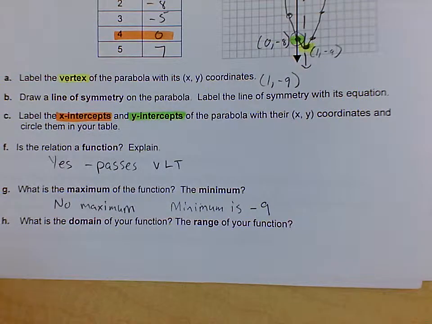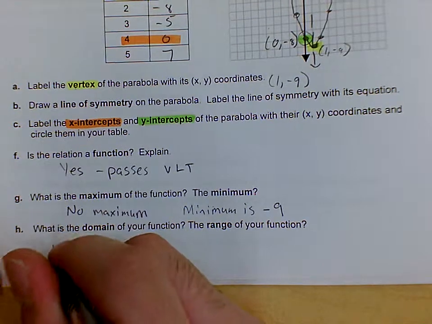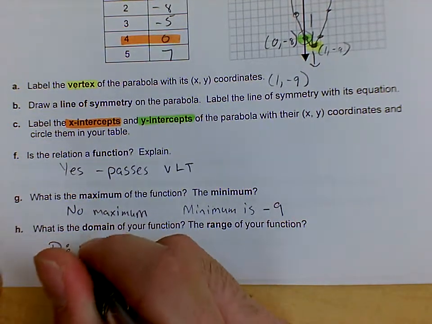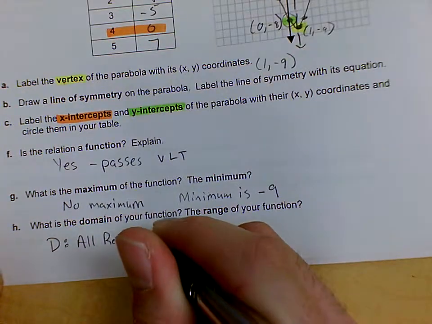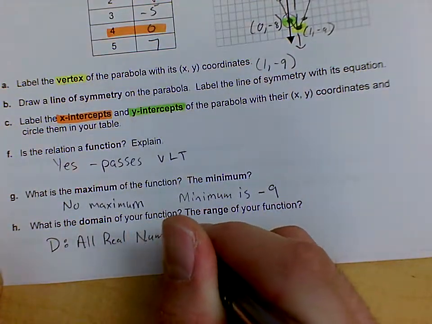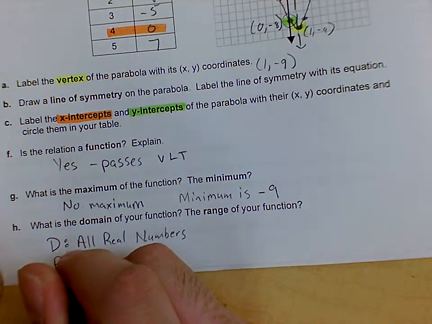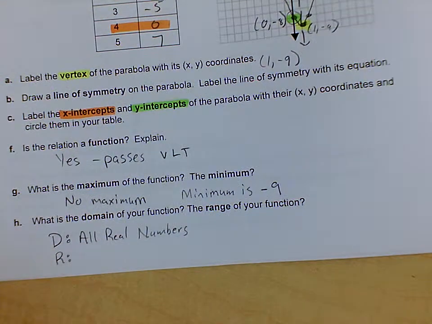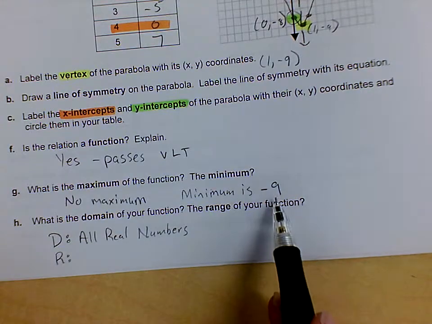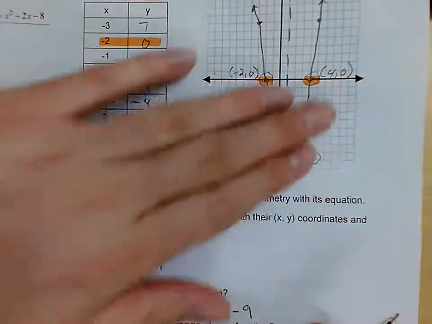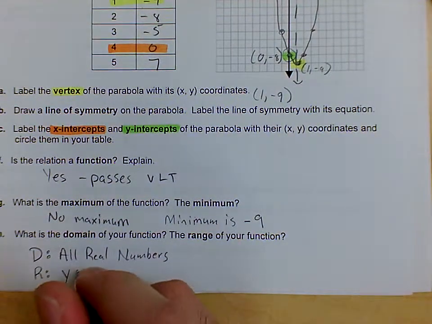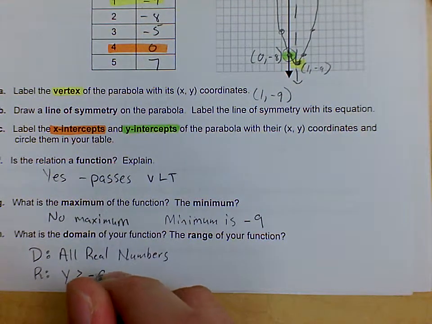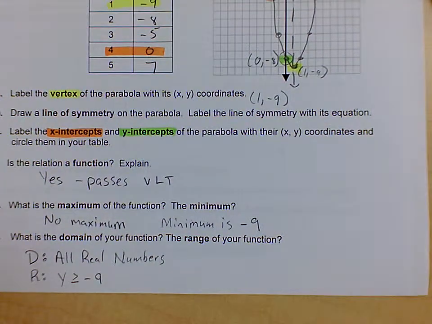And question H, what is the domain and range of your function? So for all parabolas, the domain will always be all real numbers. And my range is going to have to do with the max and min. So I can see that the minimum is -9, and my parabola goes up, goes above -9. So all my y values are going to be greater than or equal to -9. And there's my range with that one.